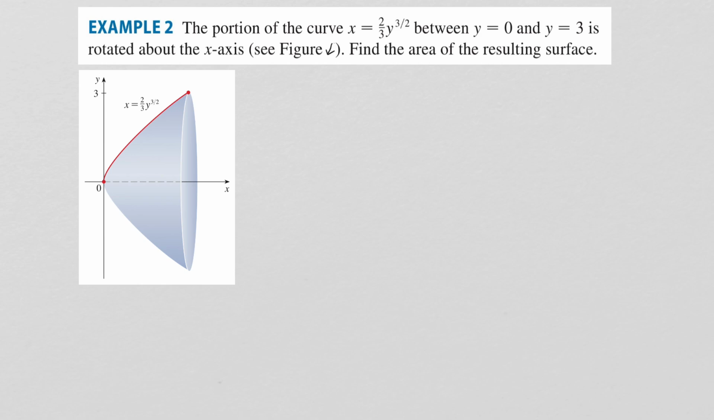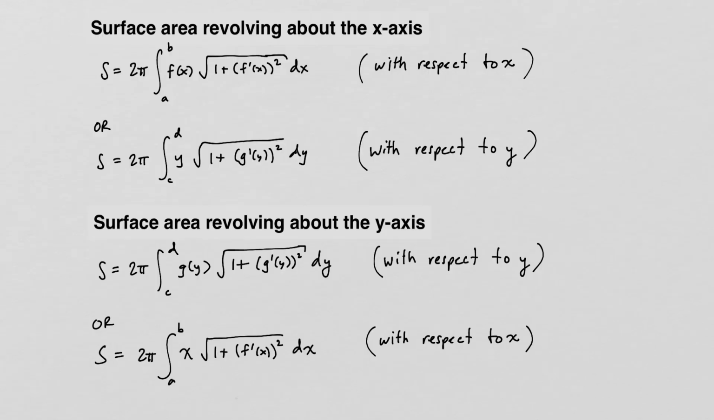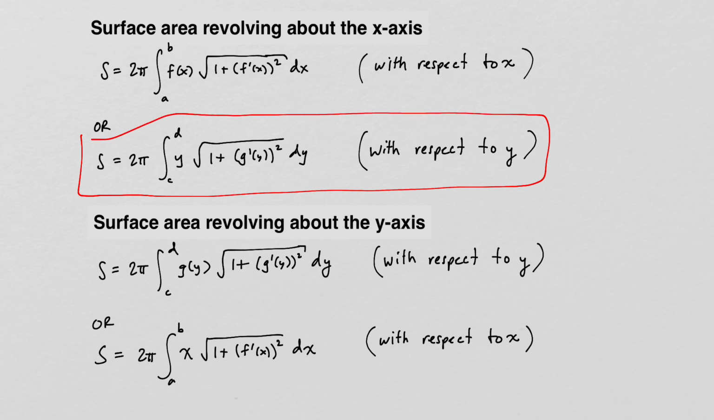So for this, we need to use the alternative formula for surface area. So specifically, I am talking about this formula right here. This is the formula you use when you're rotating about the x-axis, but you want to do it with respect to y. Now, one thing to note here is when you use this formula, y is just y. You don't actually have to plug in the function. It is simply the variable y. All right, let's go back to the problem.